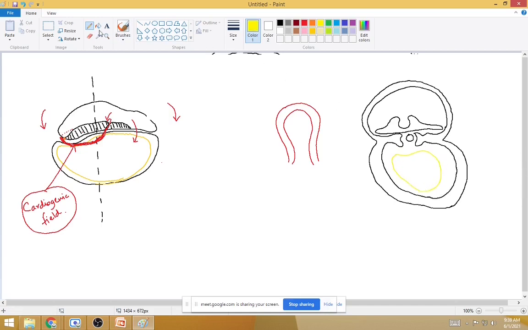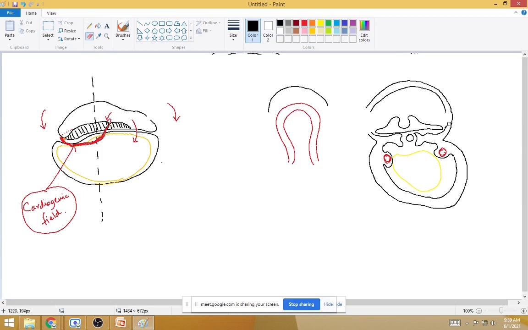This is just a schematic picture where the heart is developing, where these tubes are developing, in the splanchnopleuric mesoderm. So these are the tubes. This is the coronal section. This is what you are seeing from above. It will look like this from above.